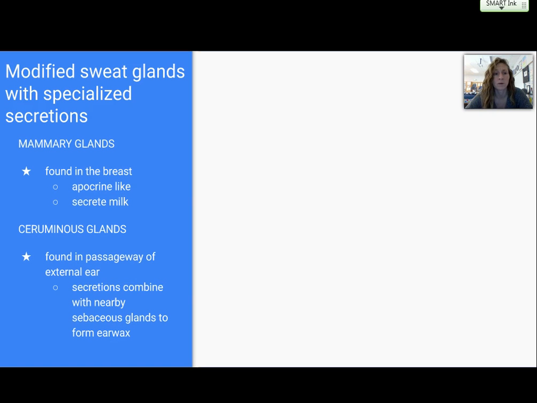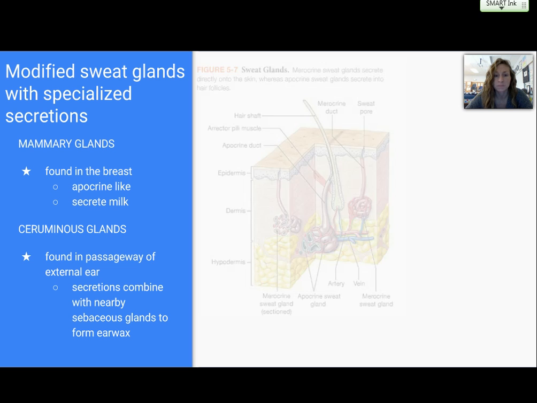There are also a couple more special glands. We have the mammary glands that are found in the breast. They're apocrine-like and secrete milk. We have the ceruminous glands. They're found in the passageway of external ear, and secretions will combine with sebaceous glands to form earwax.